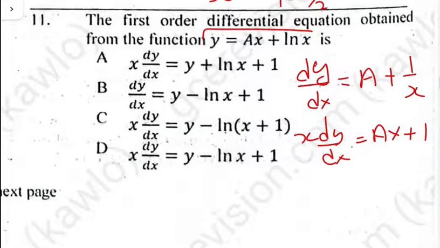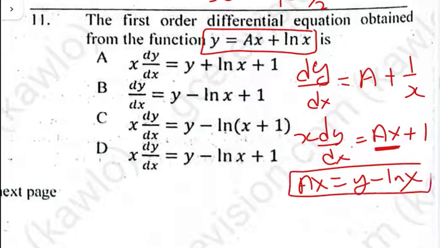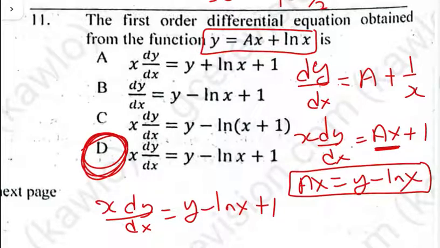But from this equation that has been given, we can see that ax is equal to y minus ln x. So we are going to replace this ax here by y minus ln x, okay? So we have x dy/dx equals y minus ln x plus 1. So which of these equations does it match now? Okay, it matches D. That's question 11.